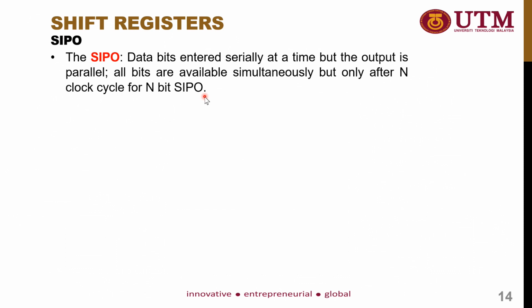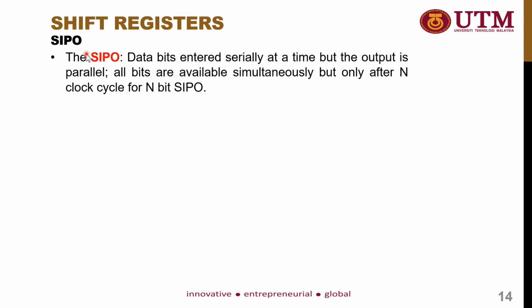So for serial in, parallel out, we can observe the output of the data that we want to transfer after n clock cycles. For example, if we want to transfer 5 bits of data, we use a 5-bit shift register, and we can observe the output after 5 clock cycles. So this type of shift register requires fewer clock cycles for us to observe all of the output that we want to transfer.